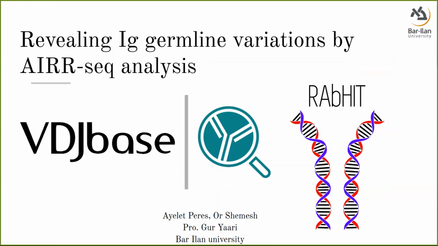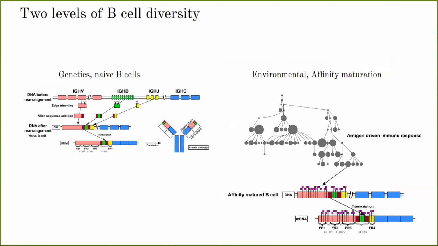So we'll talk today about IG germline variations. First of all, a little background. The germline variation, or B cell diversity, can come from two levels. The first one is the genetic level, which we usually find in naive B cells, where we have the VDJ rearrangement, the DNA rearrangement. And the second level is the more environmental one, which is the affinity maturation.